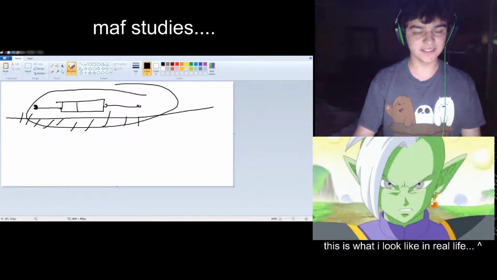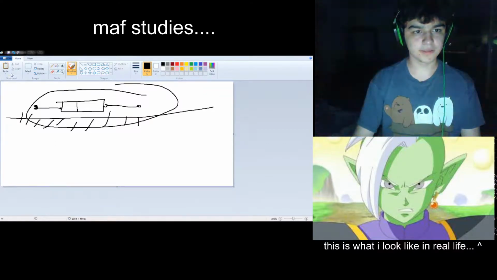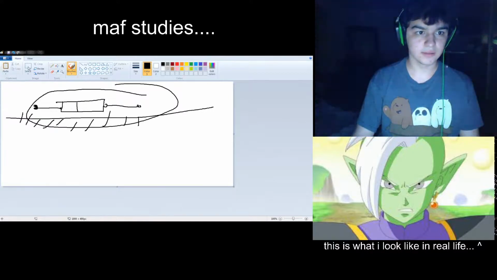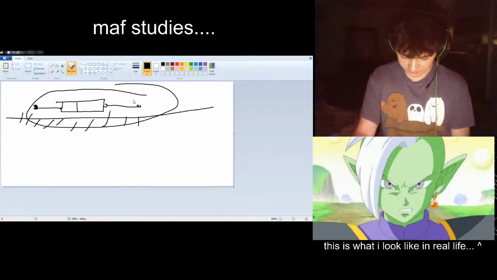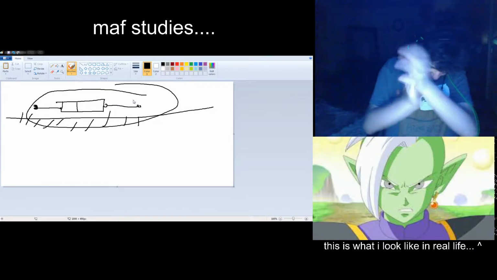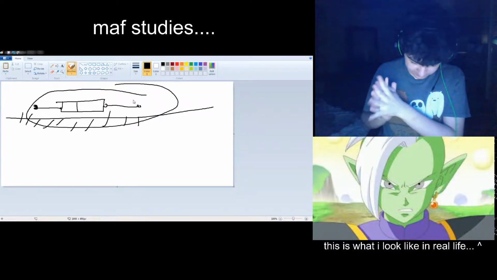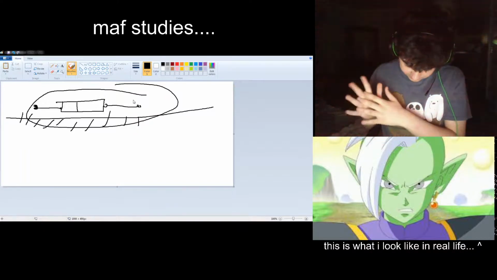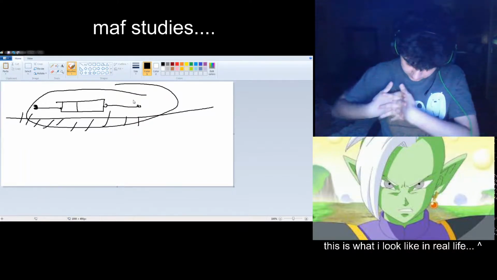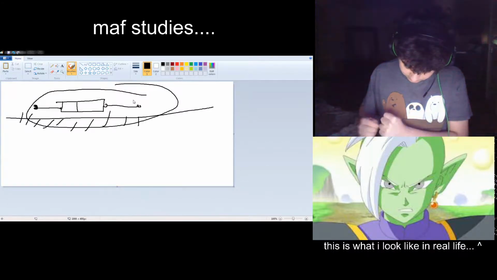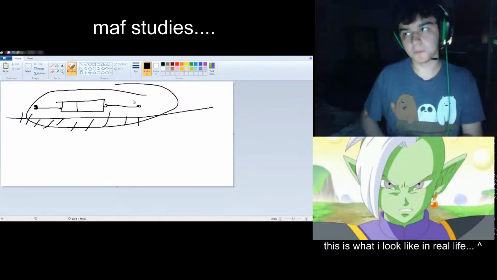This kind of looks like Dr. Robotnik or a mole rat. Nice. Okay, makes sense.